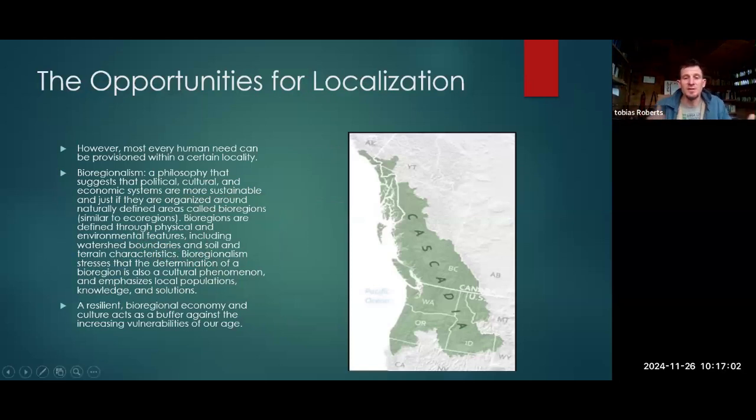Because of these vulnerabilities, because of these issues related to global supply chain management, there are a lot of organizations and people who work in the development industry, and local governments, that are revaluing the idea of relocalizing production, right? Of trying to stimulate stronger local economies, right? It's important to mention that every human need can be provisioned within a certain locality, right? I think that's something that's very important to mention.